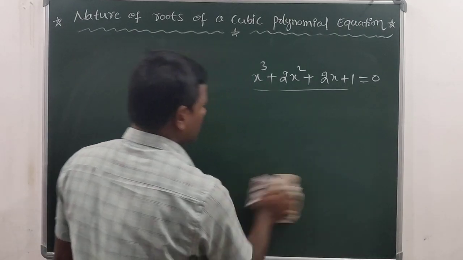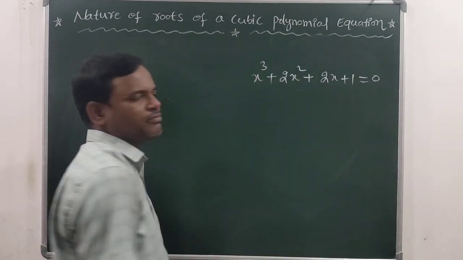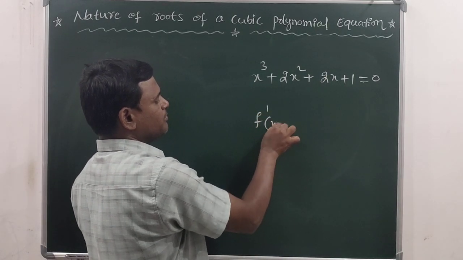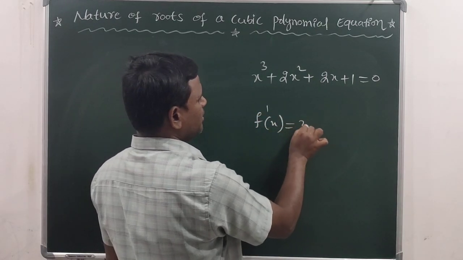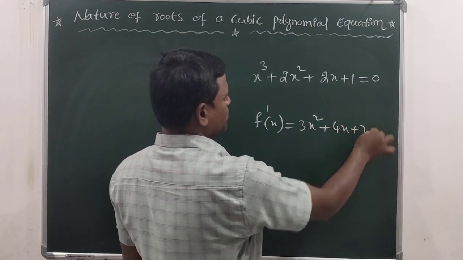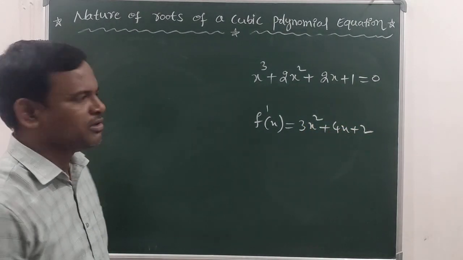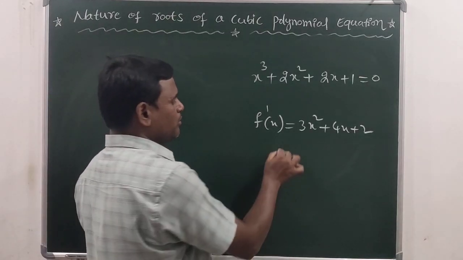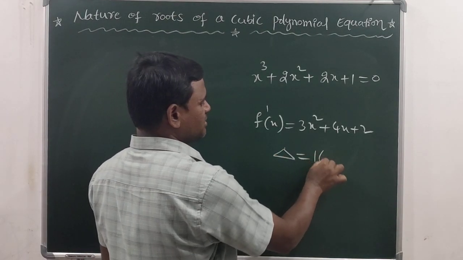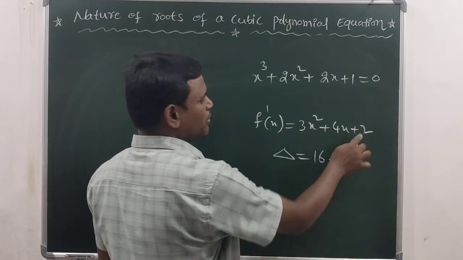Otherwise, students, follow the previous procedure. Take this one as f of x and do the first derivative. You get 3x square plus 4x plus 2. This is the first derivative. Now find its discriminant value. So b square, 16, minus 4ac, 4 times 3 is 12, 12 times 2 is 24.